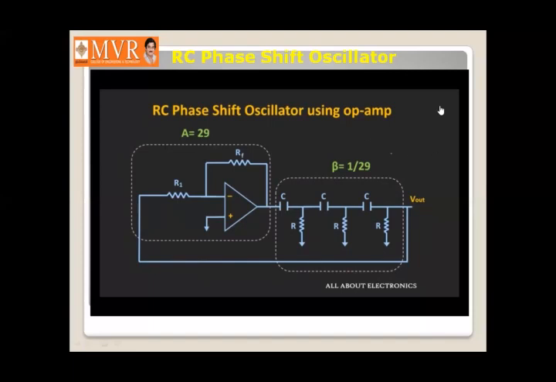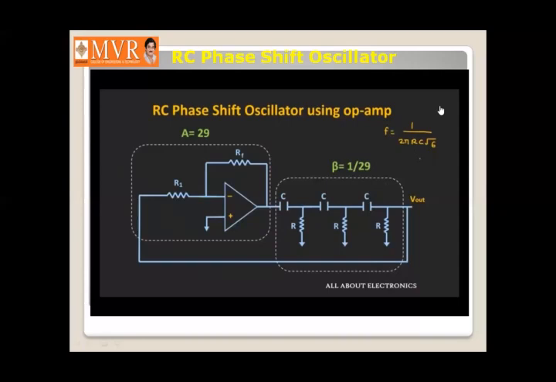And if three stages are used, then this frequency f can be given by the expression 1 by 2 pi RC times under root 6. So at this particular frequency only, the loop gain of the circuit will be equal to 1, as well as the overall phase shift of the circuit will be equal to 0 degrees.